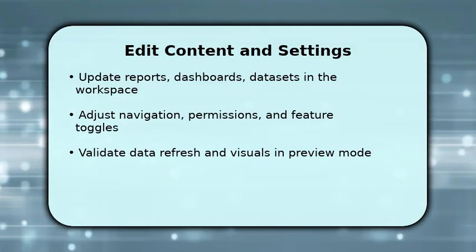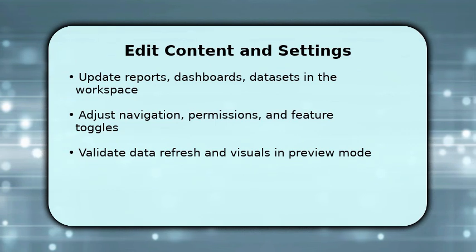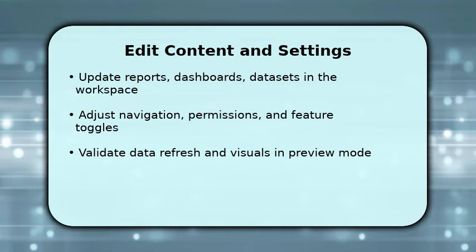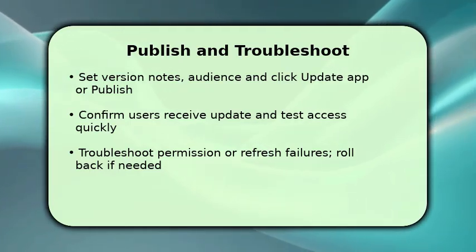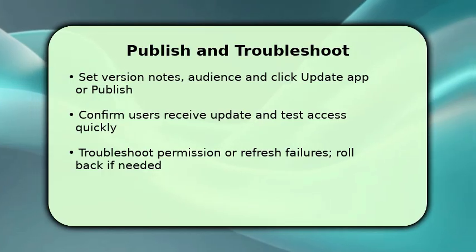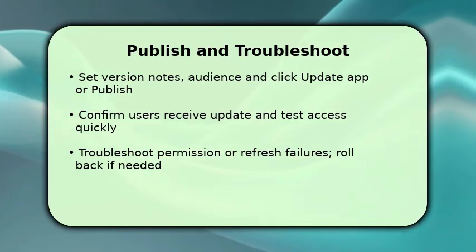Finish by entering clear version notes and audience details, then click Update App or Publish to push changes live. After publishing, immediately test access from a non-admin account and ask a few users to confirm visibility and performance.